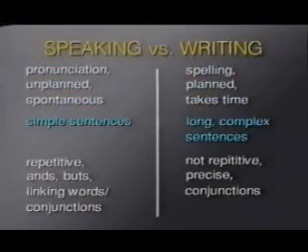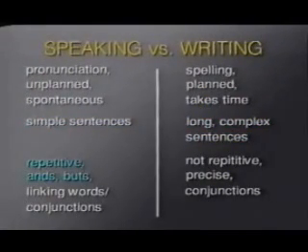Lastly, in speaking, simple sentences are commonly used. Repeating words and joining sentences by ands and buts are allowed. In writing, those sentences are longer, more complex, and not repetitive. More precise linking words are likewise used to compare and contrast, to give examples, to show cause and effect, etc. How else does writing differ from speaking?